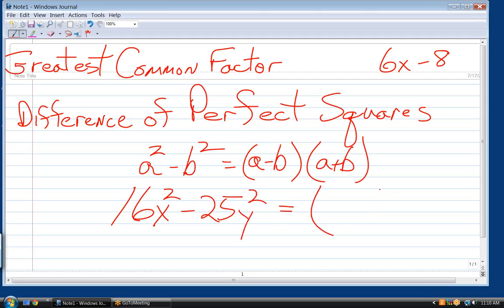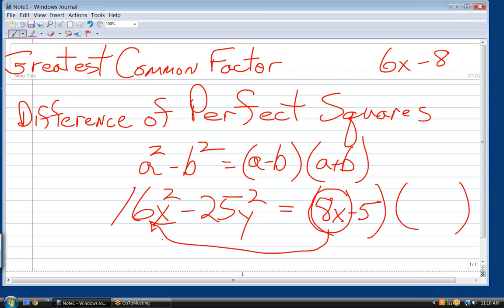How's that factor? Alright, so the first part's going to be 8x minus. Okay, now let's put that 8x minus what? 5. Now, ask yourself, does that squared equal that? Because that's what has to be true.